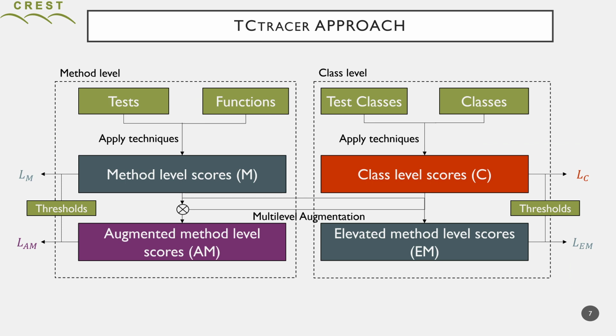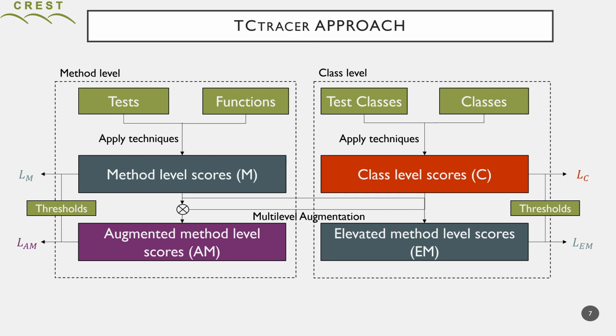And starting at the method level, we take the tests and the functions and we apply the techniques. We then create a combined score, which is an average of all of the other scores. And these make up our method level scores. We then use those scores to make link predictions, which are the predictions with just that level of information. We then do the same thing on the class level to get those predicted links.